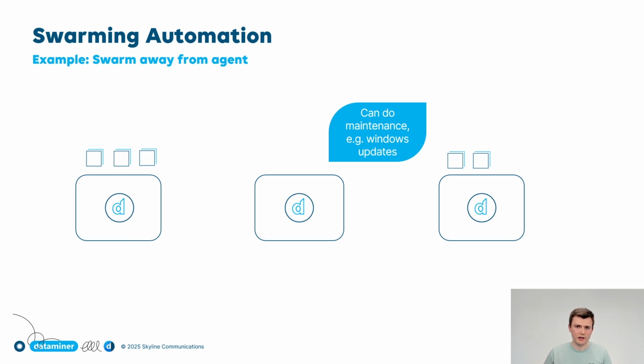Now, an important note here is a question we get a lot. Can we do DataMiner upgrades as well, DataMiner updates? And the answer is no, we can't do that because the whole cluster needs to be running the same version. That's a hard requirement within DataMiner, so swarming cannot be used for that. But perhaps in the future this will come as well.